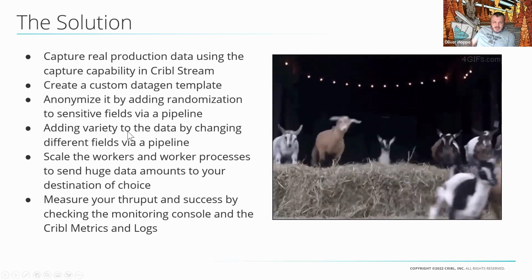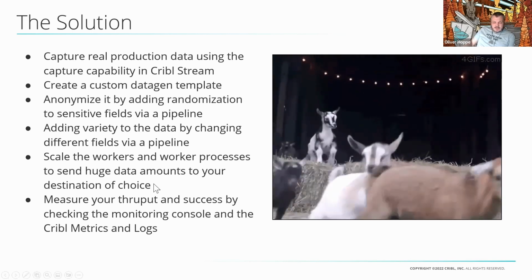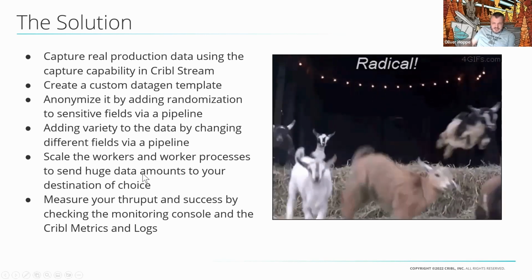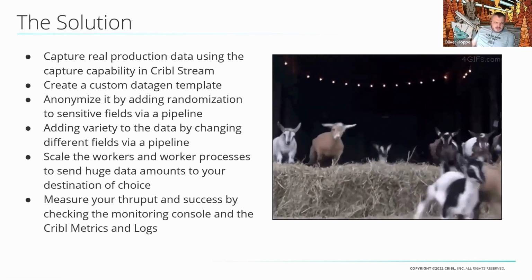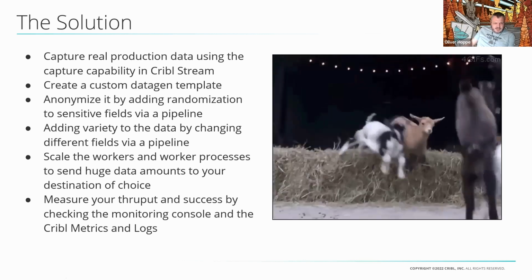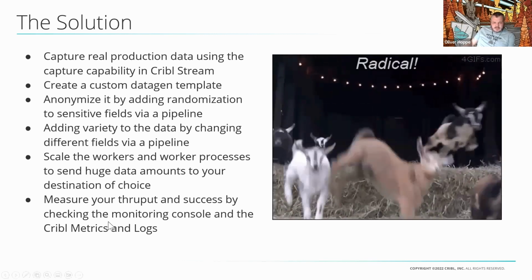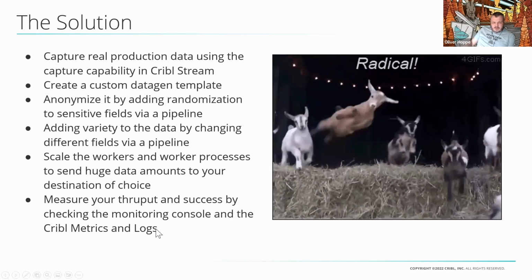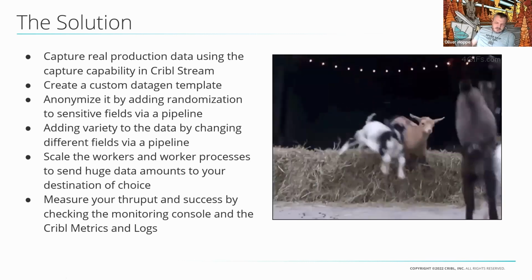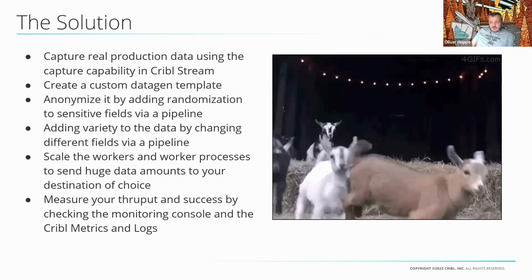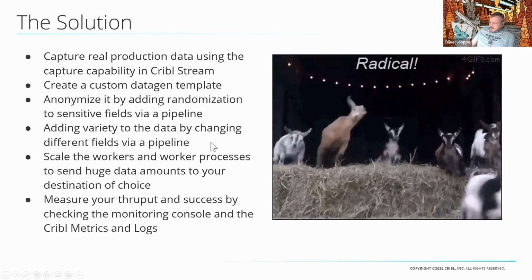Then we will scale some workers and worker processes to increase the data footprint that we are sending out to the destination. I've prepped, in fact, 3. We can choose basically what we want to look at. And we will take a look at the throughput and success by checking the monitoring console and the Cribl metrics and logs, which you could obviously send into the analytics tool of your choice. Hopefully not the same one we're load testing, because then we're shooting ourselves in the foot here.